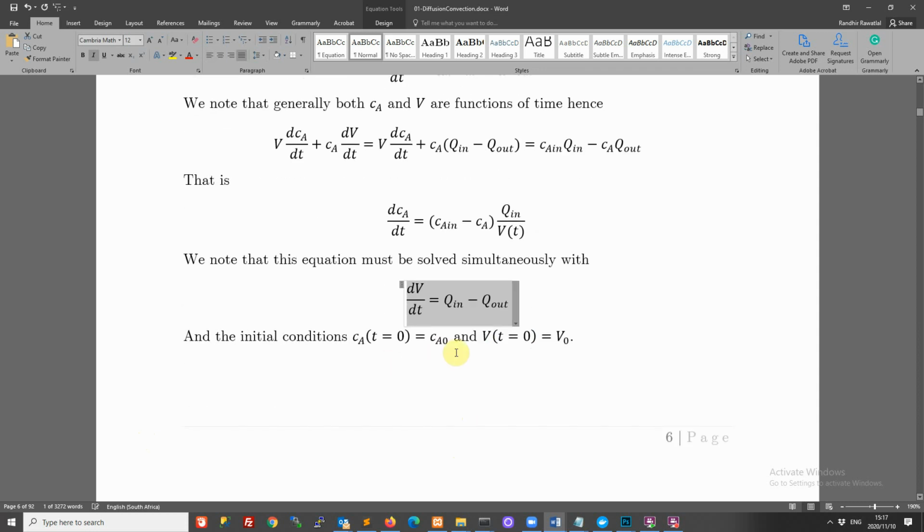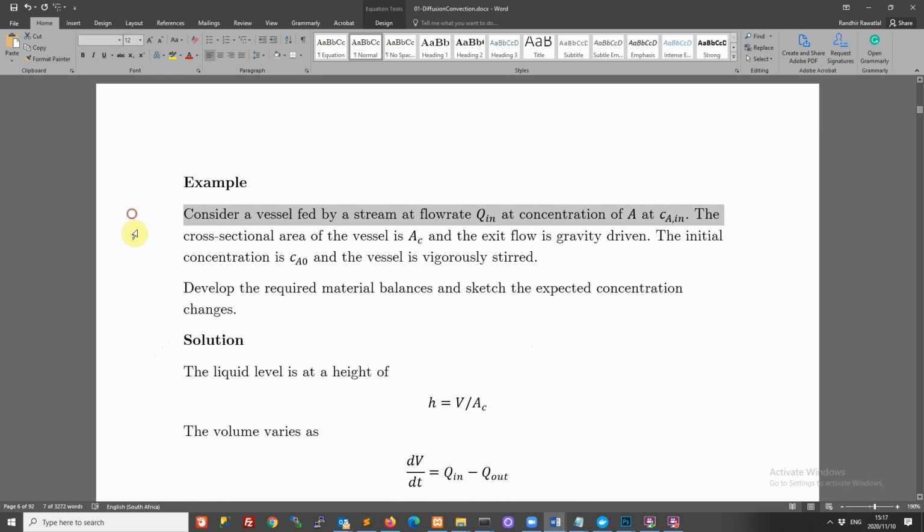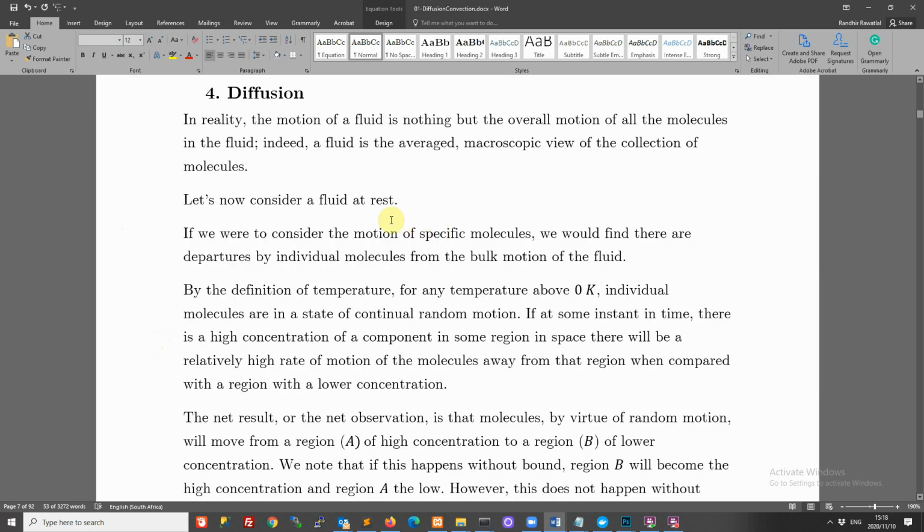So we solve those together with these initial conditions, that there's some known initial concentration of component A and some known initial volume in that system. Right, so that's the type of mass balance. And this problem basically just gives us a warm-up. Okay, so that's convection. Now let's start talking about diffusion.